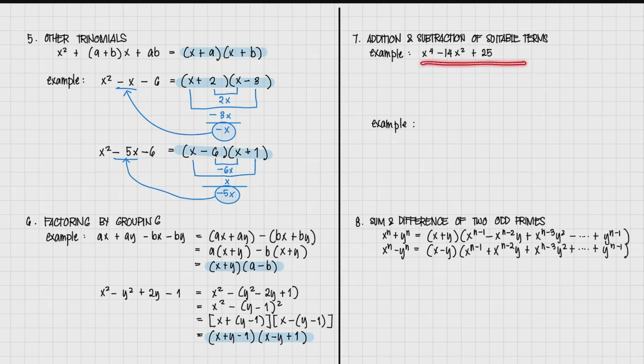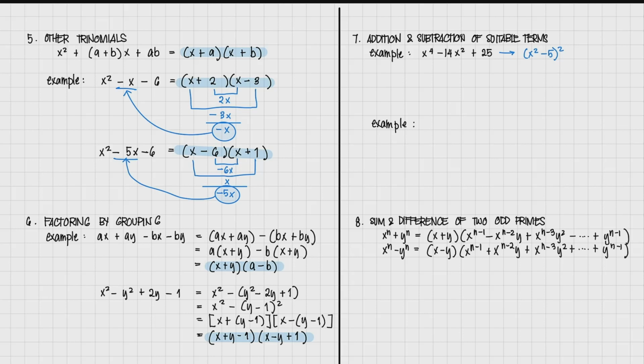So we have x raised to 4 minus 14x raised to 2 plus 25. From this, let's base it on the first and last terms. So we have here x squared minus 5 raised to 2.